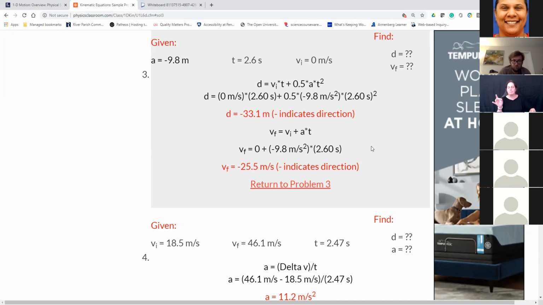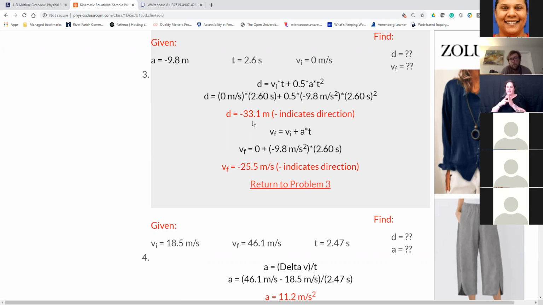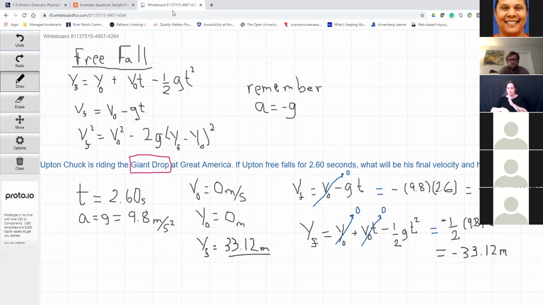And then here, they did the distance part, and they got negative 33.1 meters, and they put in parentheses here what? The minus indicates direction, which is precisely what I was explaining to you, that technically, because they asked how far, we really only care about the 33.1 meters part of it. But, you know, again, we know that because this object is falling, the negative sign indicates direction. All right. So any questions on this particular example? And these are the kinds of problems that you'll come across on problem set 3B that you have to do this weekend.